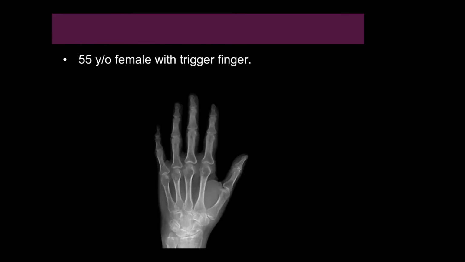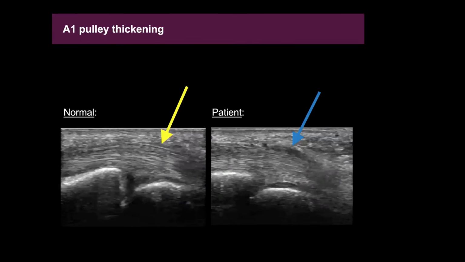But it's a consideration. So this was a 55-year-old female with trigger finger. So really nothing on ultrasound, maybe a little bit of arthritis, no acute fracture, maybe a little demineralized. So you could put the probe on the patient at the area of interest.